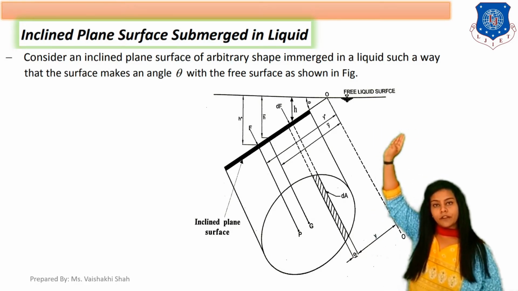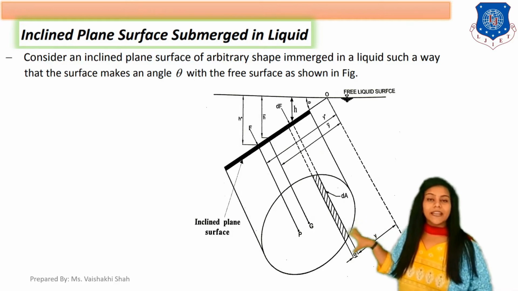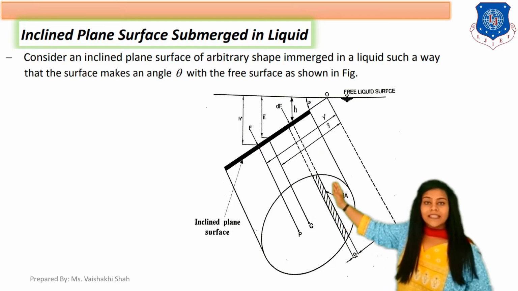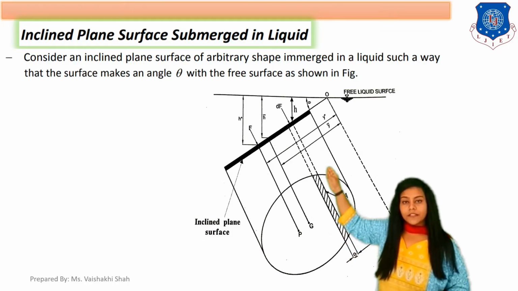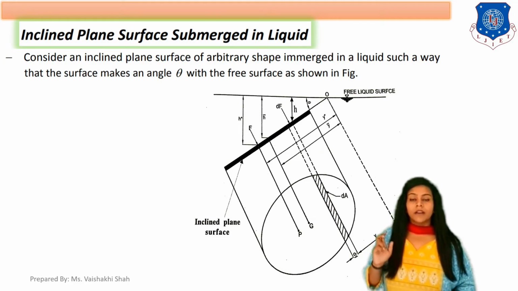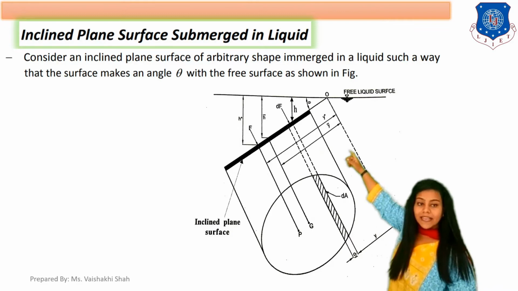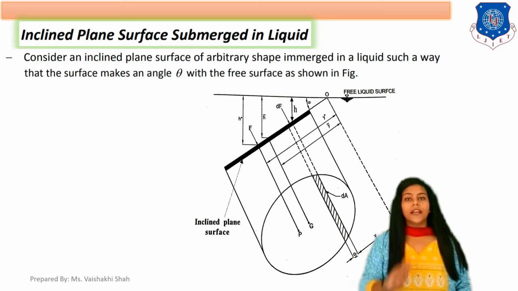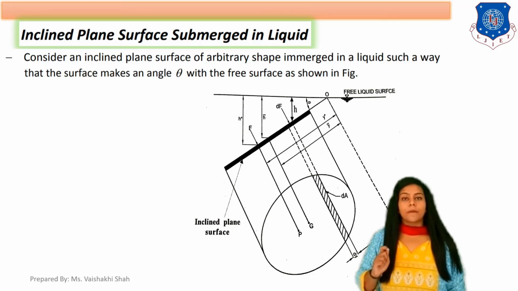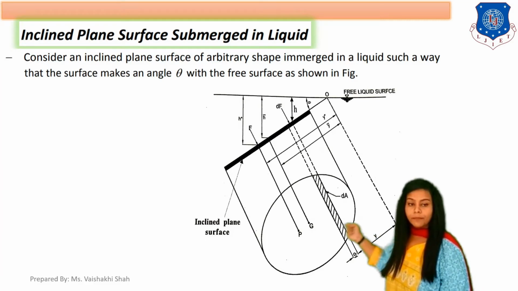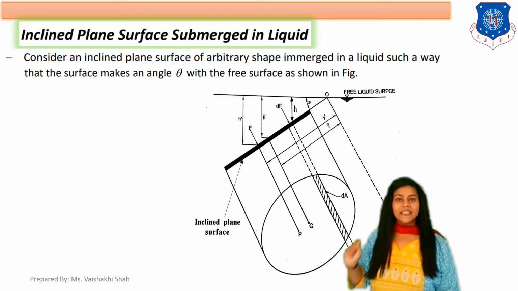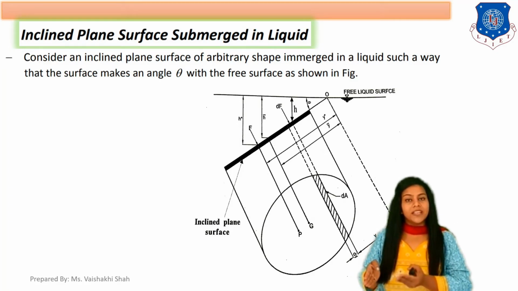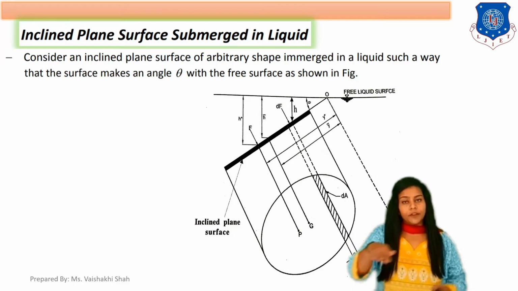Here above is the free surface of the liquid. Now this object is at angle theta. Taking the projection of the entire object on that inclined plane, the distance of the center of gravity from the free surface of the liquid is h bar. In the same way, the distance of the center of pressure from the free surface of the liquid is h star. Remember that here we are taking the projection of that body on the inclined plane, and we are measuring the distance from the inclined plane to the free water surface.